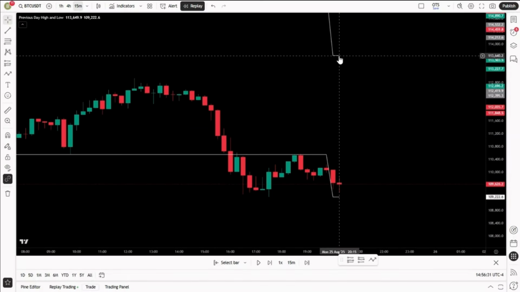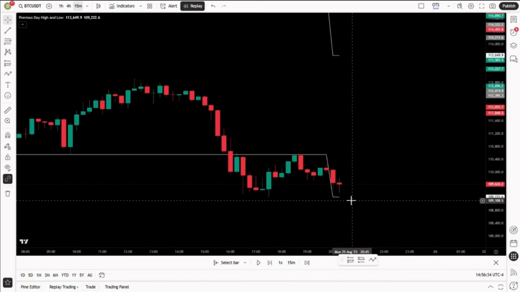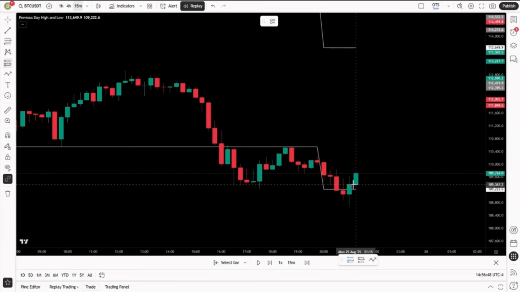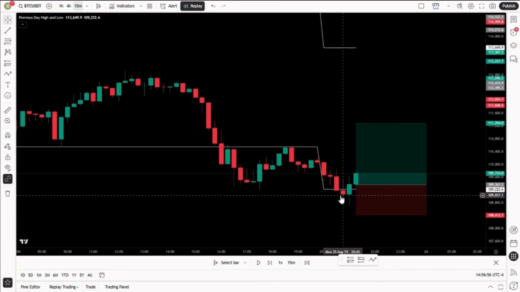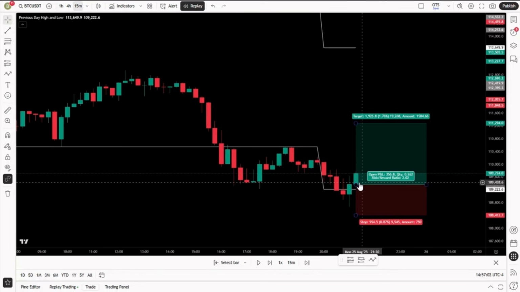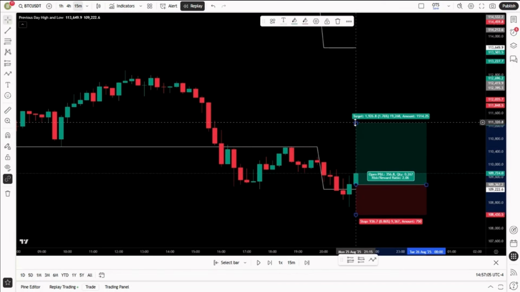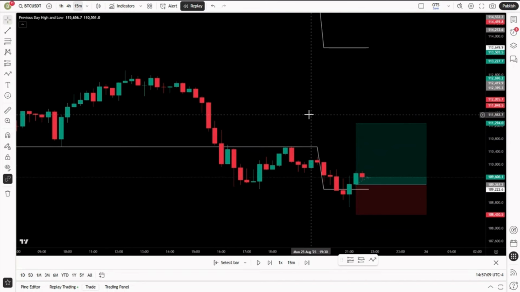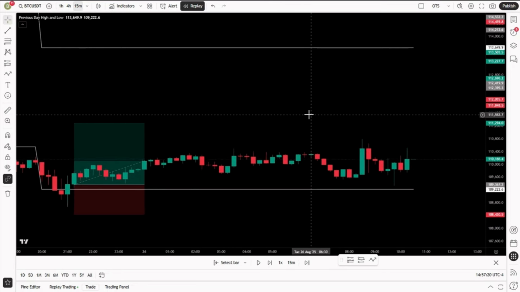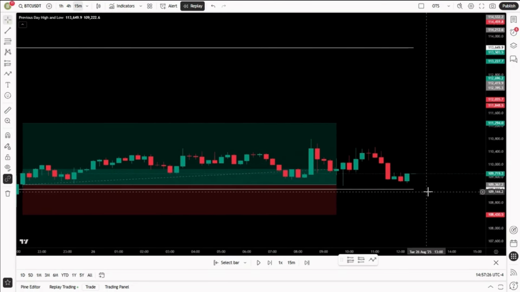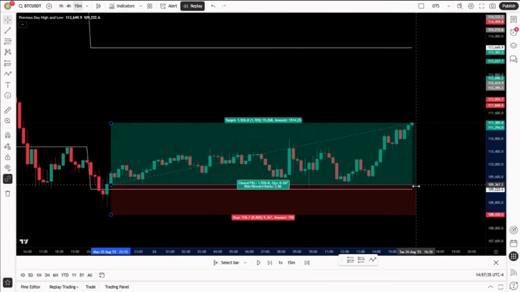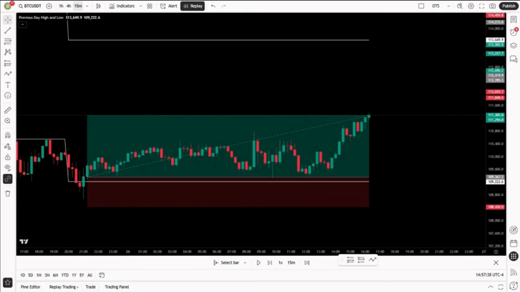This line marks the previous day's high and this one marks the previous day's low. Finally, we have a valid setup. The price took out the previous day's low and then closed back inside the range. We can simply go long here, place the stop loss just below the swing low and aim for 1 to 2 take profit. And price hit our take profit.